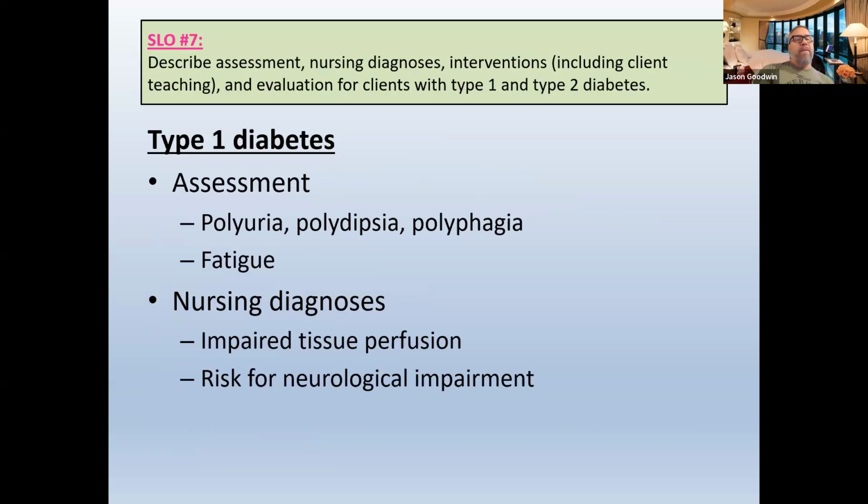Okay, slide 7. Describe the assessment, nursing diagnosis, interventions, and evaluation for clients with type 1 and 2. So we talked about the 3 Ps. The nursing diagnosis that you're going to have with this, impaired tissue perfusion. That's usually a good one. And the risk for neurological impairment. I think that's pretty obvious, hopefully, because of what we've discussed.